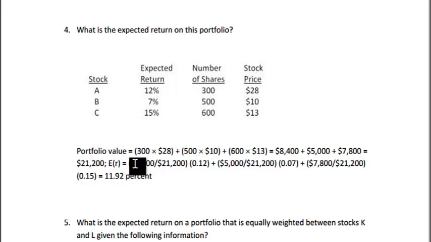And then we need to take the expected return component of each security. So we take the weight of stock A, 8,400, divided by 21,200 times 12. The weight of stock B is 5,000 divided by 21,200 times 7. And then stock C is 7,800 divided by 21,200 times 15. We take those weighted averages and we get 11.92 for the return on our portfolio. Let's go to number 5.